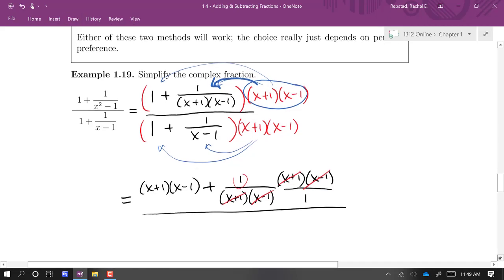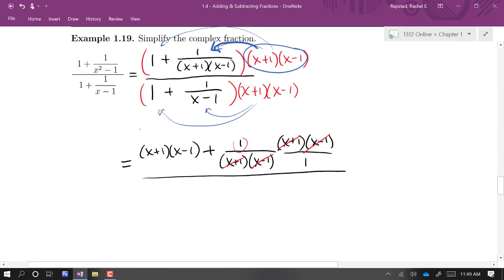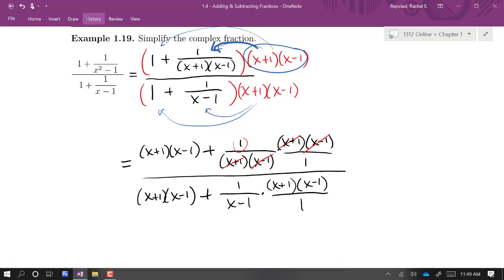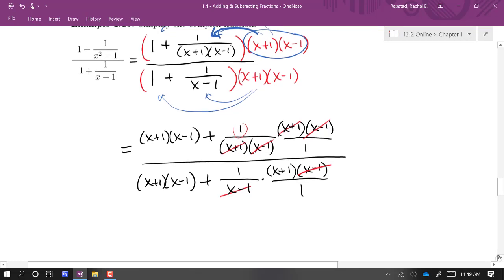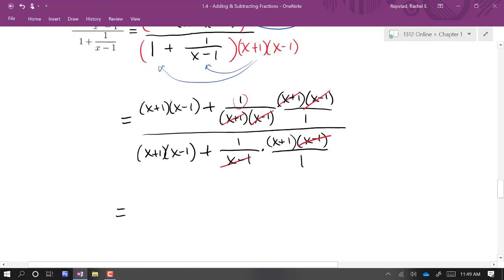On the bottom, when I distribute it to the 1, I've got x plus 1, x minus 1, plus 1 over x minus 1 times x plus 1, x minus 1 over 1. Now, not everything cancels this time, but that's fine. All I need is everything in the denominator to cancel, and that does happen. So let's see what we got left here. Up top, I've got the product x plus 1, x minus 1, and then plus 1. In the bottom, I've got the product x plus 1 times x minus 1 plus x plus 1.